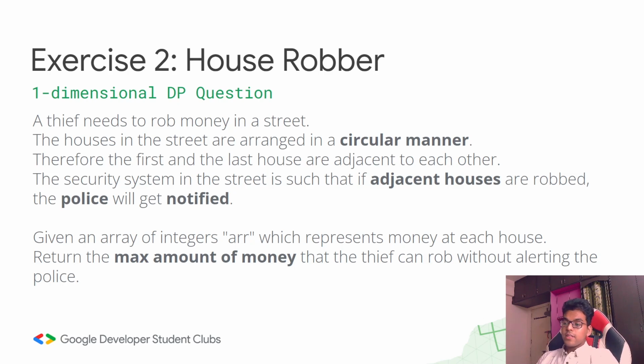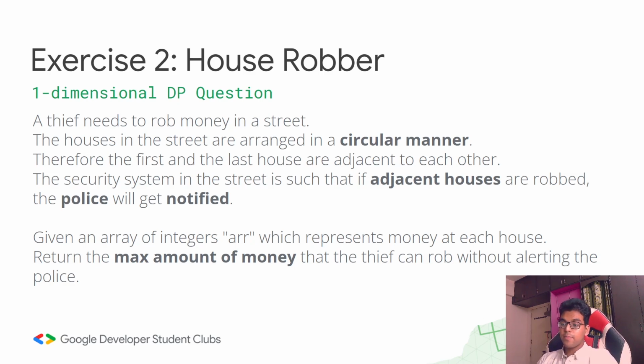So when it's arranged in a circular manner, the first and last house are adjacent to each other, obviously since it's in a circular shape. The constraint is such that the security system in the houses is arranged such that if adjacent houses are robbed, the police will get notified. So what the thief wants to do now is he wants to steal the maximum amount of money that he can steal without alerting the police.